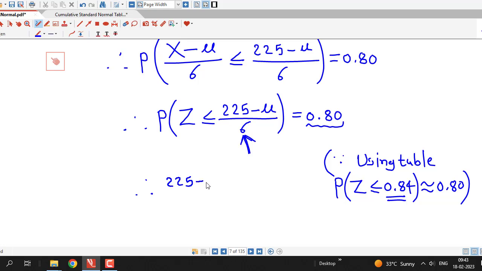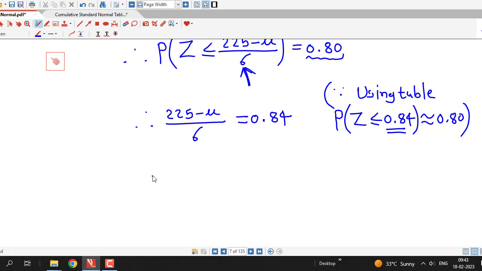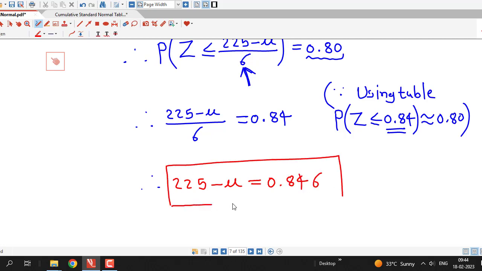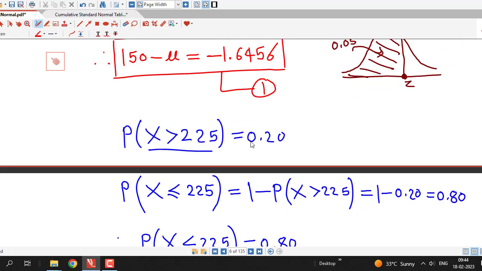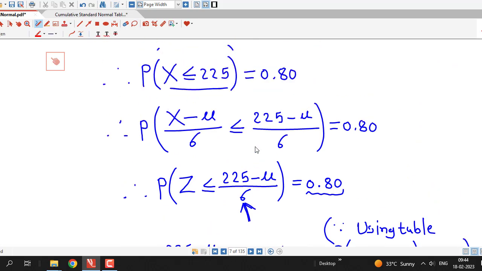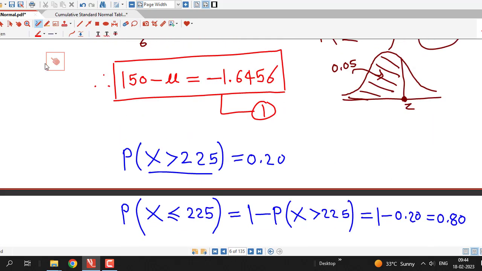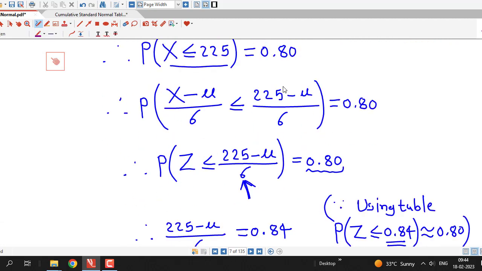Therefore, we can write that (225 minus mu) over sigma is 0.84, and this I can rewrite as 225 minus mu equal to 0.84 sigma, and I will give this number 2. Now we are interested in the values of mean and standard deviation. So now we can solve equations 1 and 2 for mu and sigma, and we can see on the right hand side we have this standard deviation sigma, and we assume that sigma is positive.